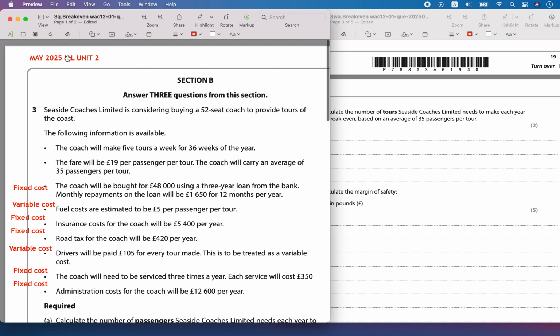Hello, today we are solving May 2025 IAL Unit 2 question number 3.